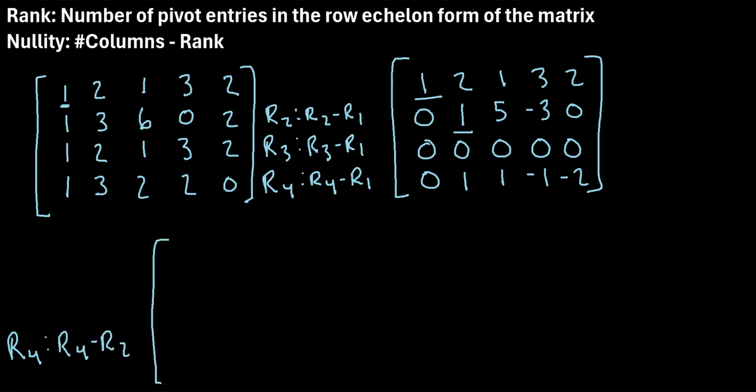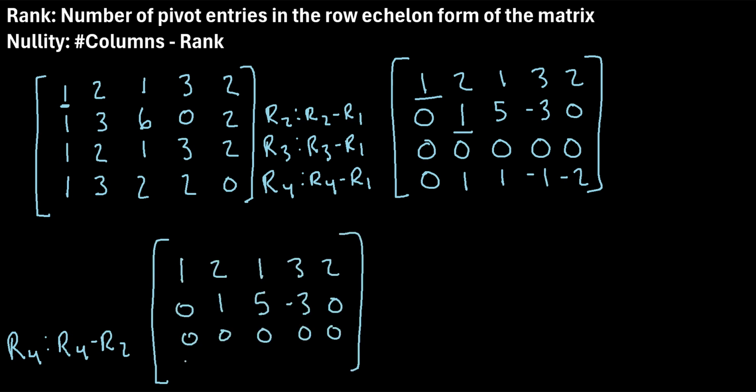So let's see what that looks like. The first 3 rows will not change. But row 4 will become row 4 minus row 2. So we get 0 minus 0, which is 0. 1 minus 1 is 0. 1 minus 5 is negative 4. Negative 1 minus negative 3, so negative 1 plus 3, that's a positive 2. And negative 2 minus 0 just stays negative 2.